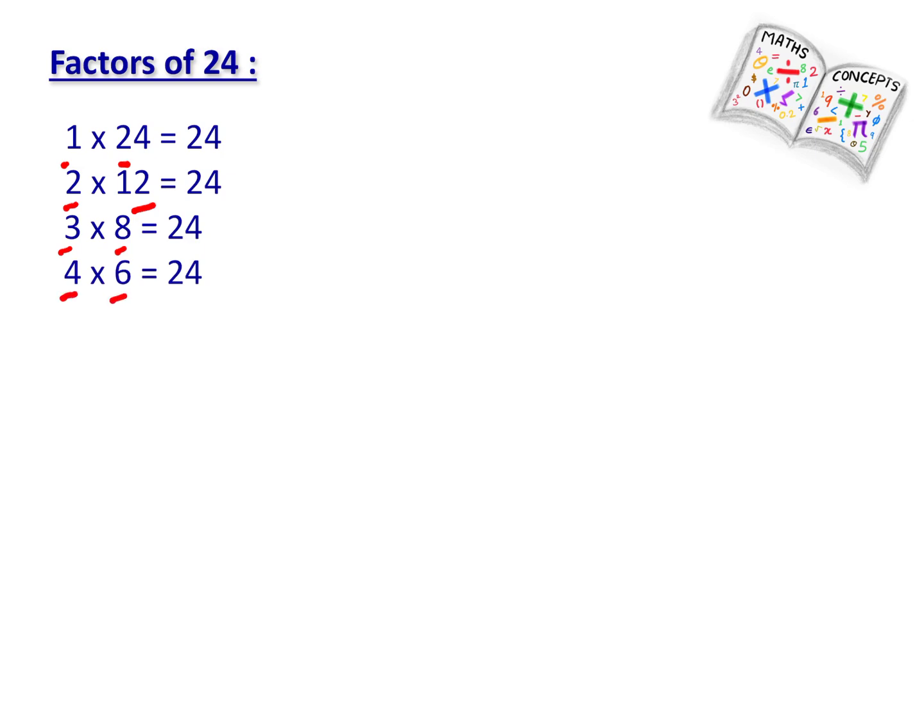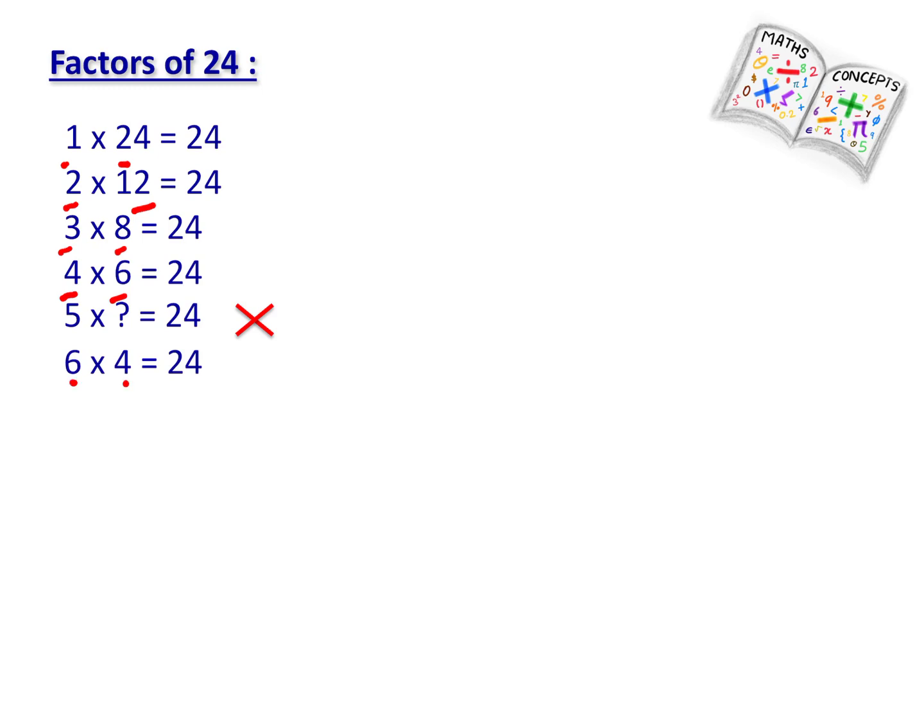Next one, I'll check 5's table. Do you think 24 occurs in 5's table? No, I don't think so, because all numbers in 5's table would either end with 0 or 5, and that's why 5 is not a factor of 24. Okay, next one I'd check with 6's table. 6 into 4 is 24, so 6 and 4 are factors of 24.